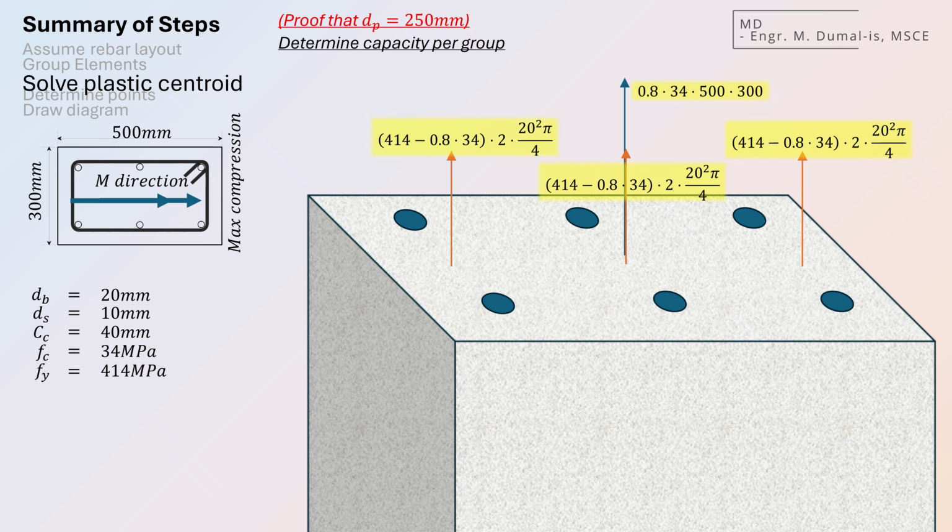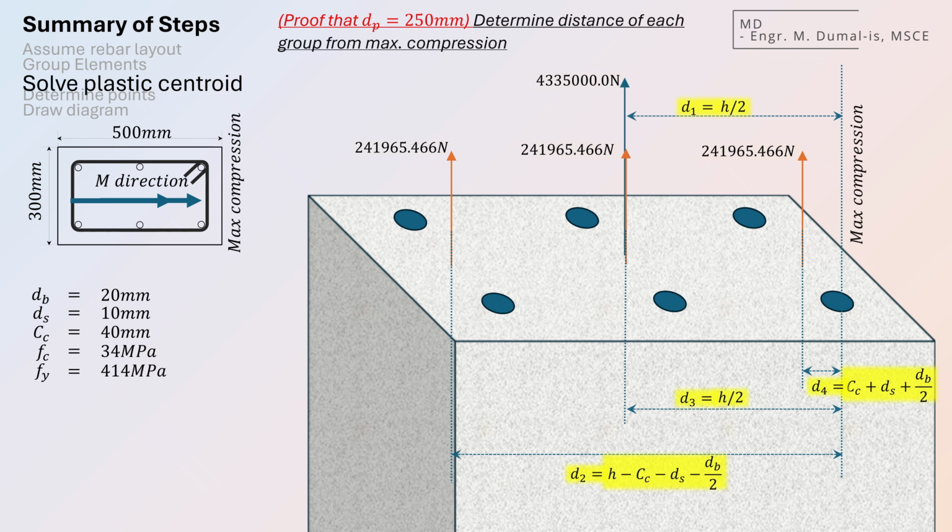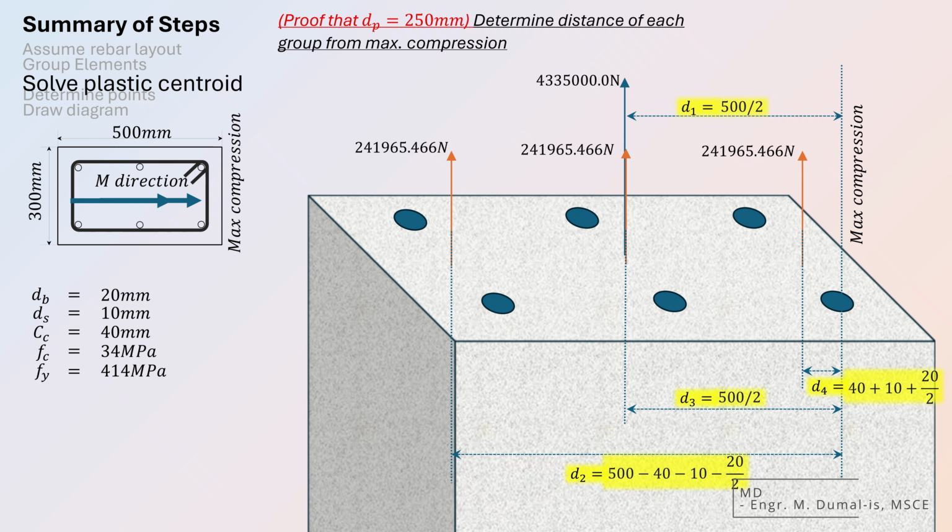Now we substitute all known values into our expressions for group capacities. Here are the outcomes of the calculations. Each group's axial capacity has now been determined. Next, we determine the distance of each group's centroid from the maximum compression fiber. We'll name them as D1, D2, D3, and D4. After plugging in all values, these are the computed distances from the maximum compression fiber to each group's centroid.